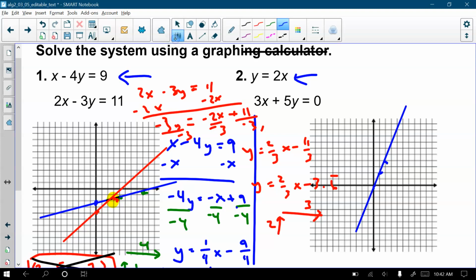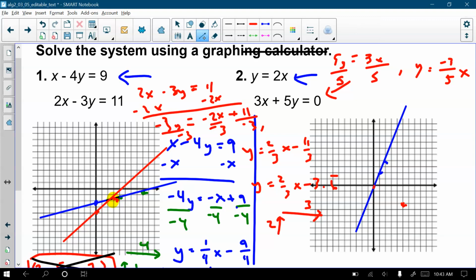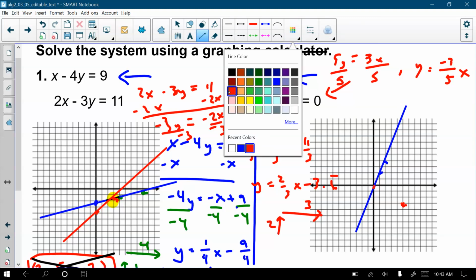Now let's do 3x plus 5y equals 0. If I move that 3x over to the other side, it's a negative. I'm going to divide by 5 on both sides. I get y equals negative 3 over 5x. So this means I'm going to go down 3 and over 5, 1, 2, 3, 4, 5, from the origin. And I can see already where the two lines intersect, so this one was an easier one. They both intersect at 0, 0.